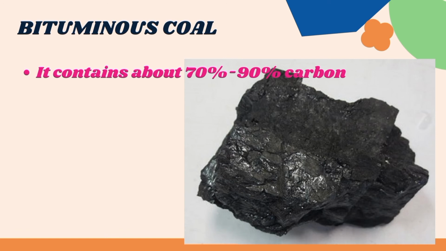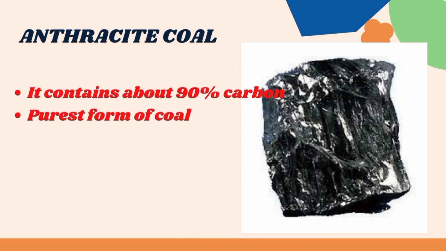Next, we'll be talking about anthracite coal. Anthracite coal contains about 90% carbon. It is actually the purest form of coal. It is also known as hard coal because it is hard and has a high luster. It appears to have been formed as a result of combined pressure and high temperature. Anthracite burns with a short flame and little smoke. So you take note of that. Anthracite is the fourth stage in the formation of coal.